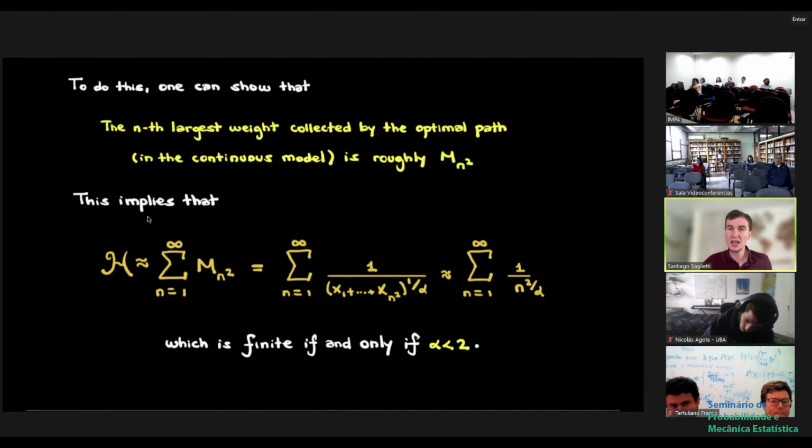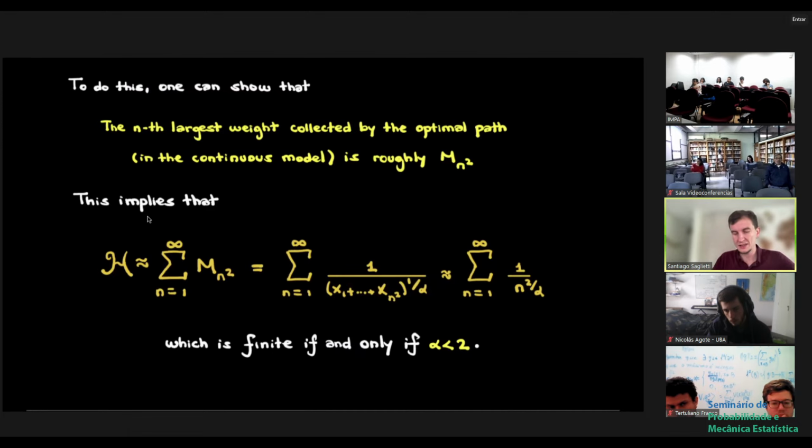I just want to say one word about why alpha between 0 and 2 is important. The reason why alpha between 0 and 2 comes in is that one can show that the optimal path, the path which realizes the maximum, let's say in the continuous model, and in the discrete problem the same thing happens, but it's easier to explain in the continuous model.